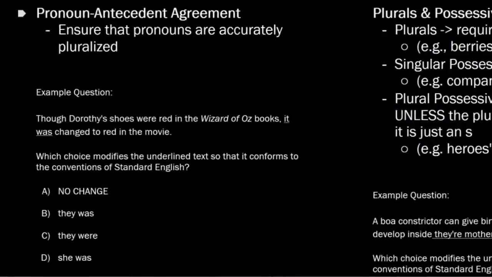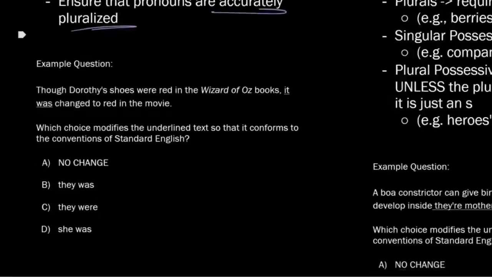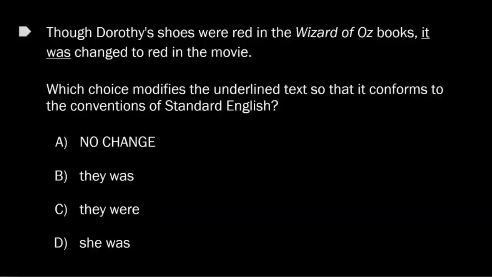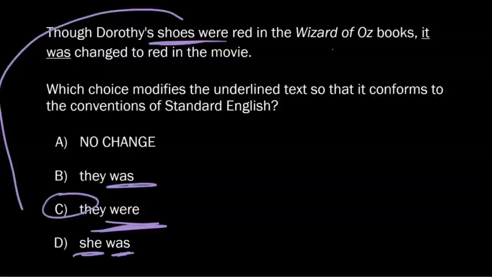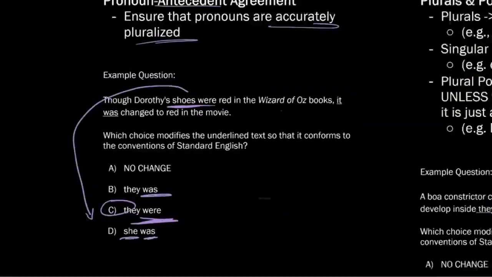Okay. And your pronoun-antecedent agreement. Ensure that pronouns are accurately pluralized is basically what this is, right? So, though Dorothy's shoes were silver in the Wizard of Oz books, it was changed to red in the movie. It is not an "it." There were multiple shoes. So I would say "they were changed to red in the movie," because they were. It's a plural. These "was" options don't make sense, right? And "she was" makes even less sense. This doesn't really agree. The shoes are not a "she." English is not a language where nouns are all necessarily gendered.